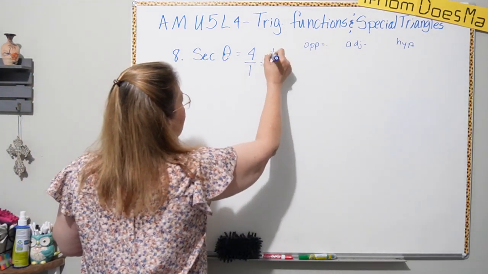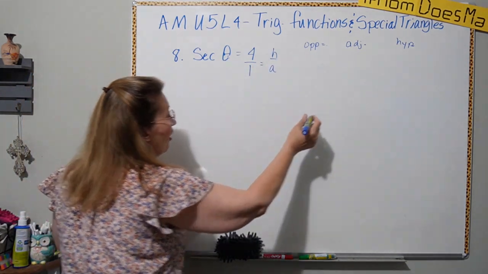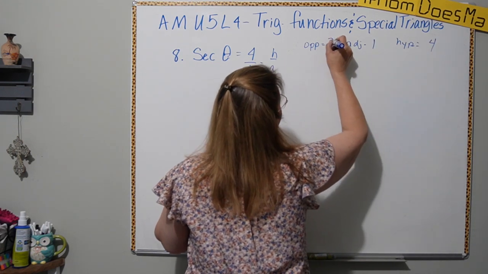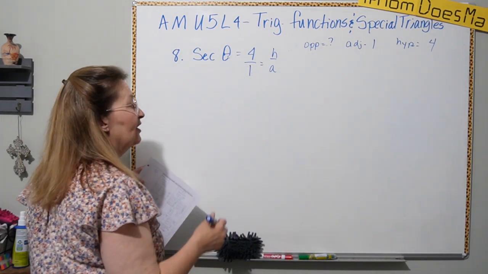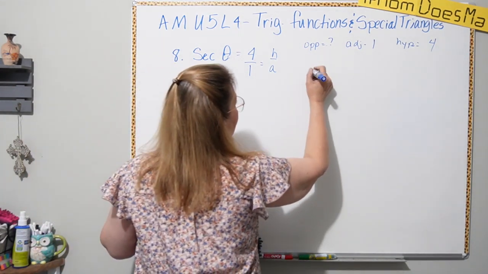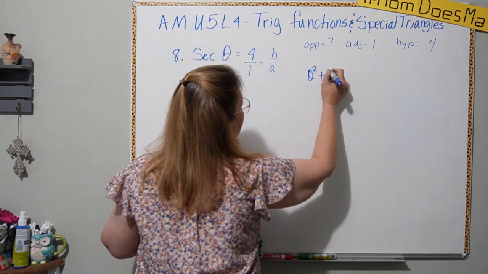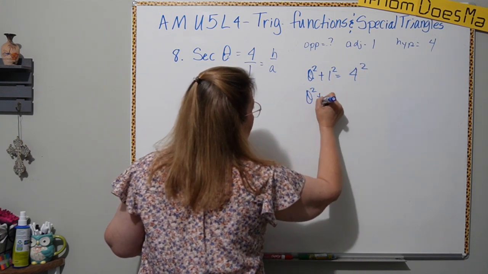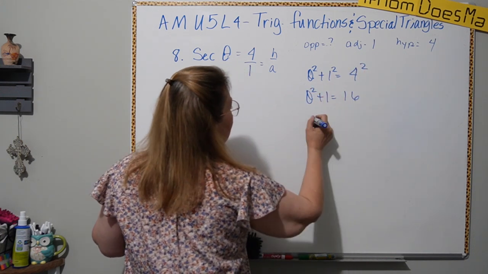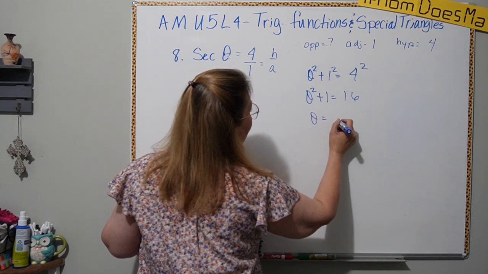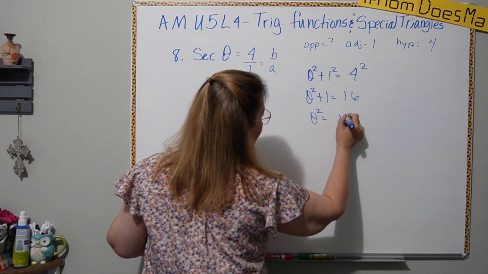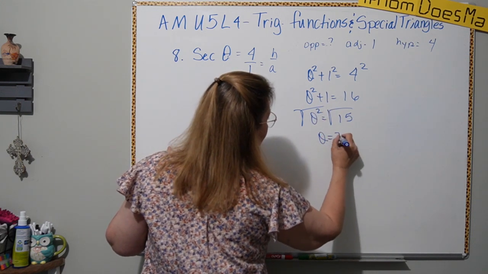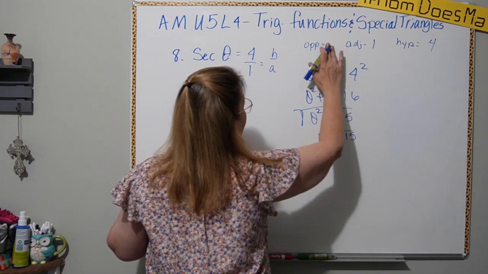So the definition of secant was h over a, so my hypotenuse is 4, my side adjacent is 1, and my opposite I don't know yet. So let's use the Pythagorean theorem. I'm going to do o squared plus 1 squared is equal to 4 squared. So o squared plus 1 is equal to 16. Subtract 1 from each side, and o squared is equal to 15. And then take the square root of each. So the side opposite is the square root of 15.